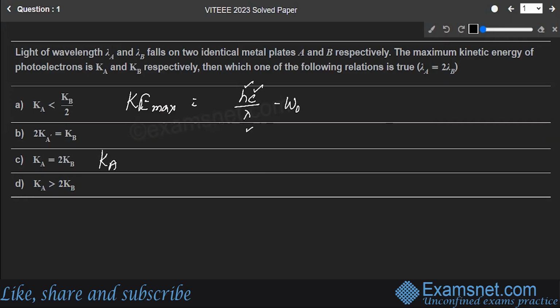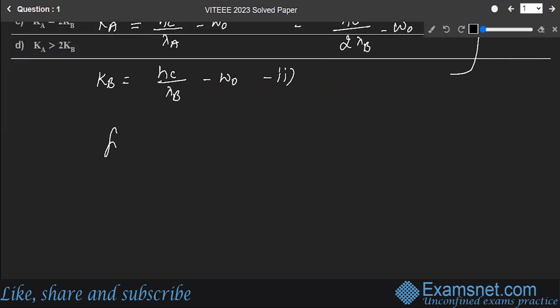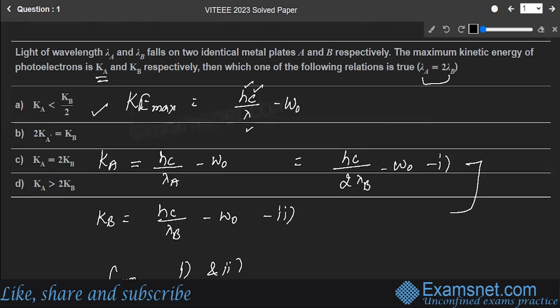So for the first one, Ka, the maximum kinetic energy for the photoelectron for plate A, is given by hc upon lambda A minus W naught. And lambda A is equal to twice of lambda B, so this is hc upon twice of lambda B minus W naught. Similarly, you have Kb as hc upon lambda B minus W naught. So from 1 and 2, you clearly see that Ka is less than half of Kb. So that makes A the correct choice.